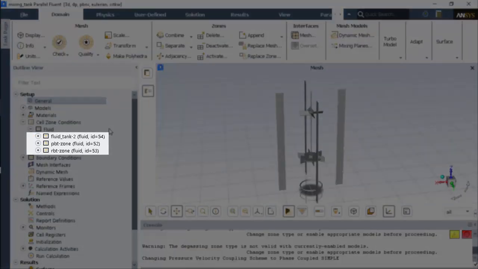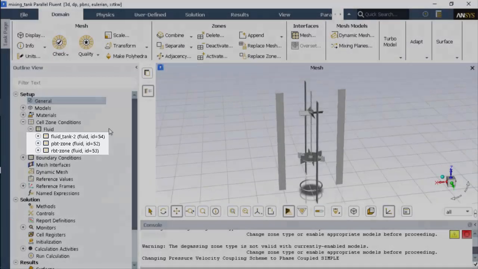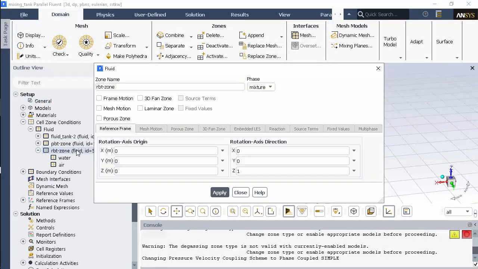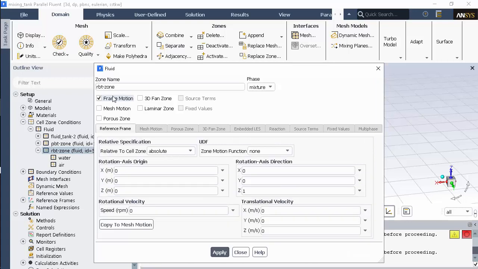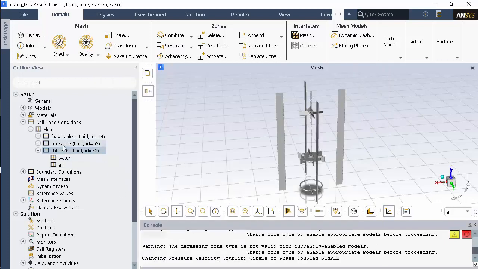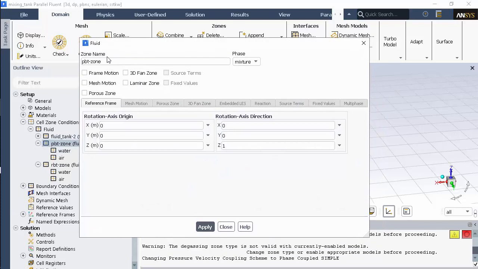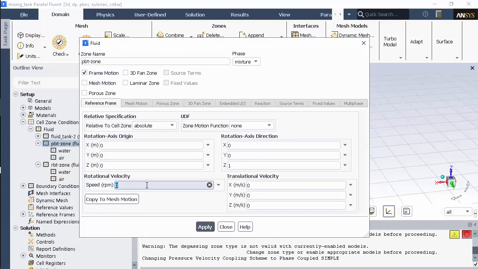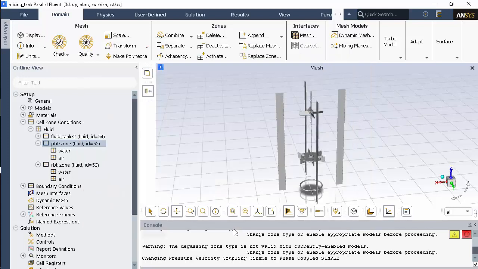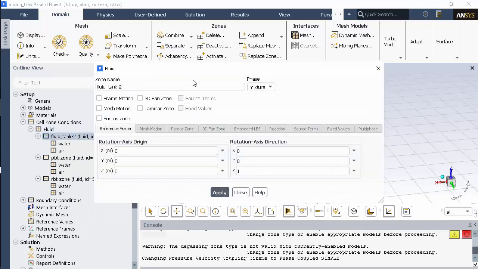Below you'll notice that 3 Cellzones are listed. This Cellzone contains the Rushton blade impeller, which is set to rotate at 450 RPM in the absolute reference frame about the Z-axis. Likewise, the second Cellzone contains the pitch blade impeller, which is also set to rotate at 450 RPM in the absolute reference frame about the same axis. The final Cellzone comprises the rest of the tank, which is stationary in the absolute reference frame.